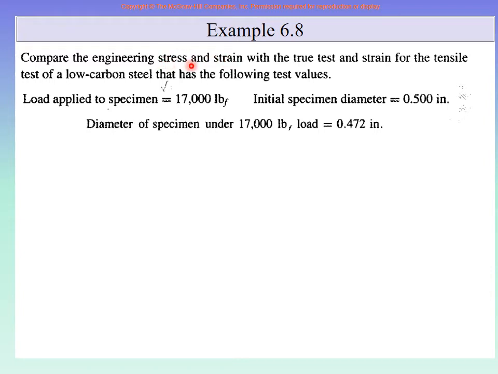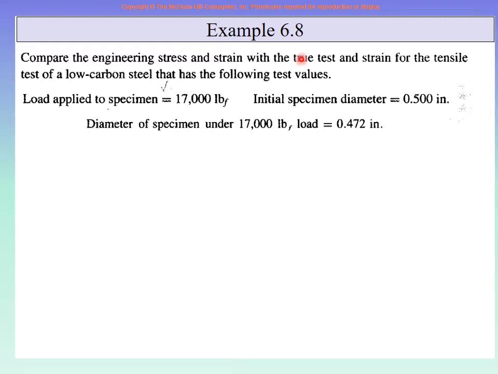Engineering strain, what is the formula? Delta L upon L naught. Change in length upon original length. Do you know the original length? No. Do you know the change in length? No. So for now you cannot solve it. So leave it for now.